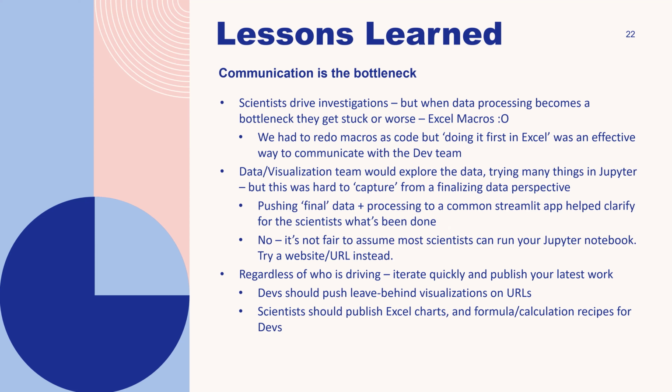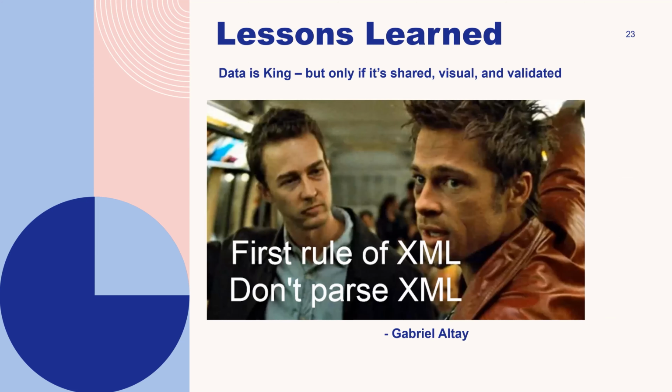And regardless of who is driving, iterate quickly and publish your latest work. So having the developer visualize something and say, here's where the data is, having the scientist in their Excel world saying, create this chart I just created, that's effective communication. They're showing each other what they want, and that's very effective. So other little jokey thing, Gabriel Atley, the primary guy who did the main Streamlit app for our project: first rule of XML, don't parse XML. That was a funny thing. It's true, just turn it into, I think we ended up with a JSON object.